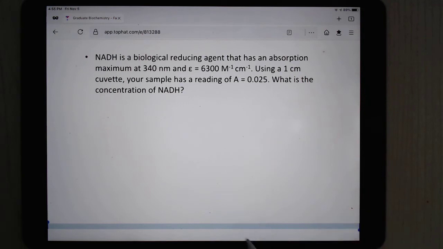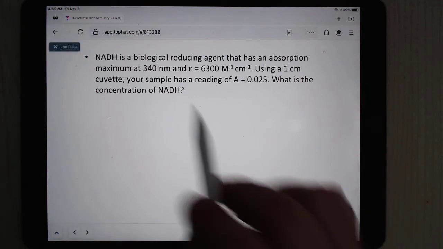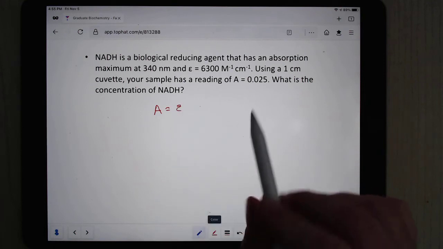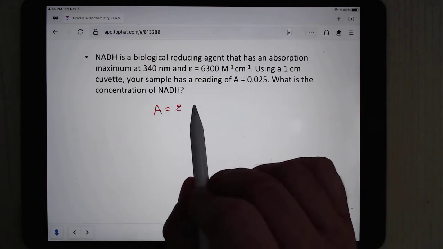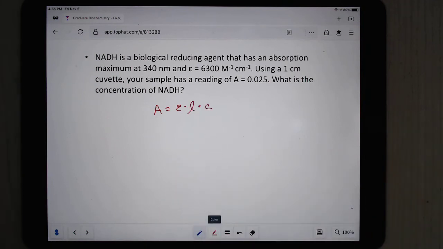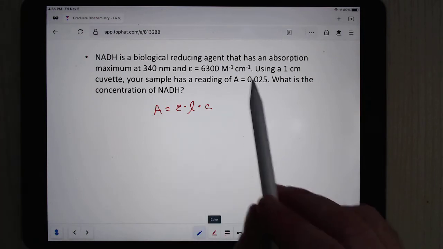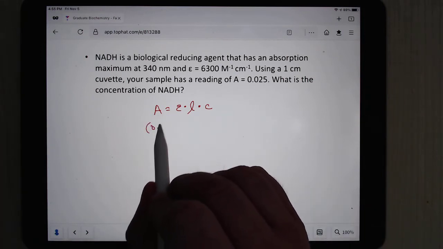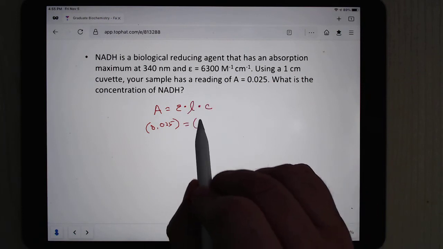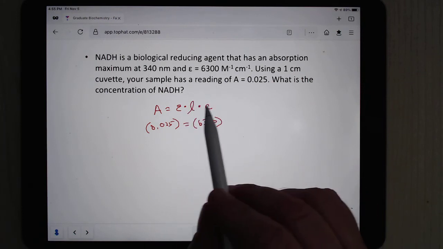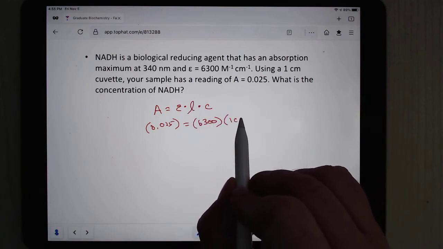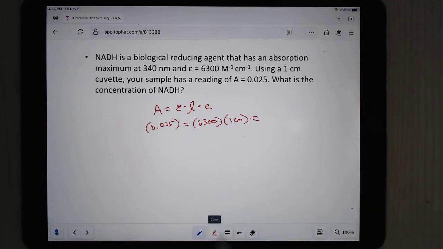Now for this one, you're going to be using Beer's law, which is the absorbance is equal to the molar absorptivity, or extinction coefficient, times the path length times the concentration. So for the absorbance, it's 0.025. The molar absorptivity is 6,300. The path length is 1 centimeter. And then C is what we're solving for.